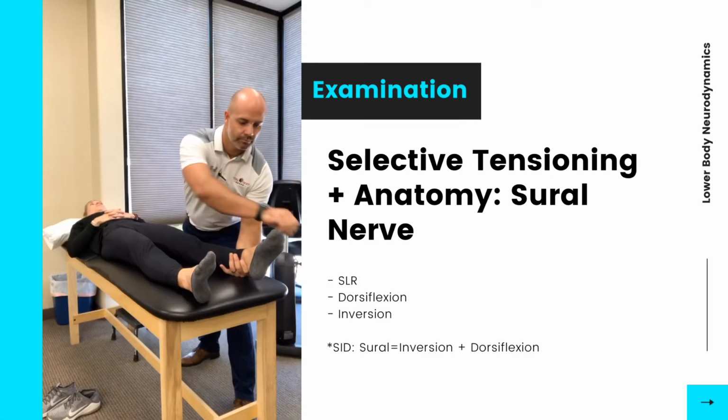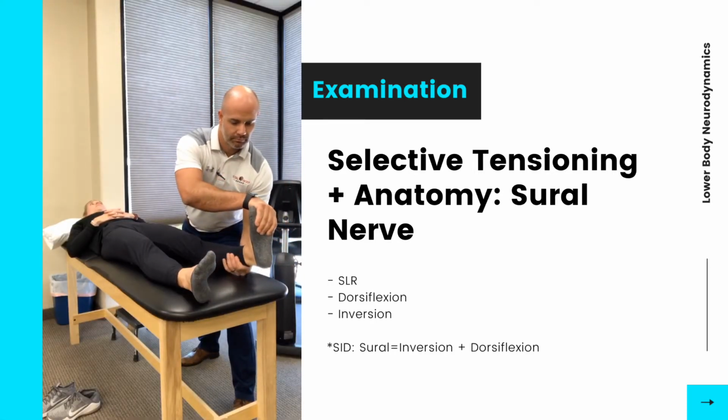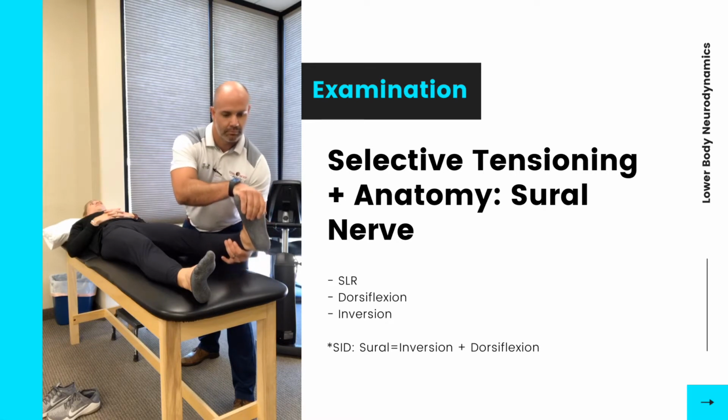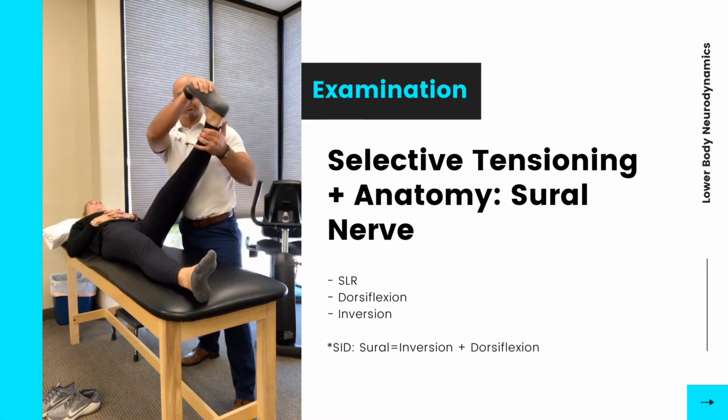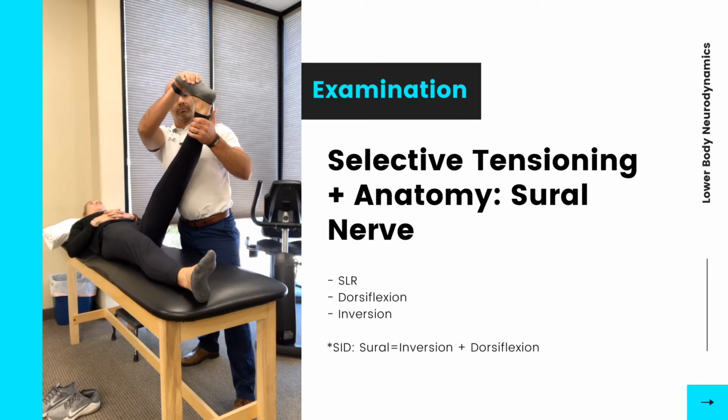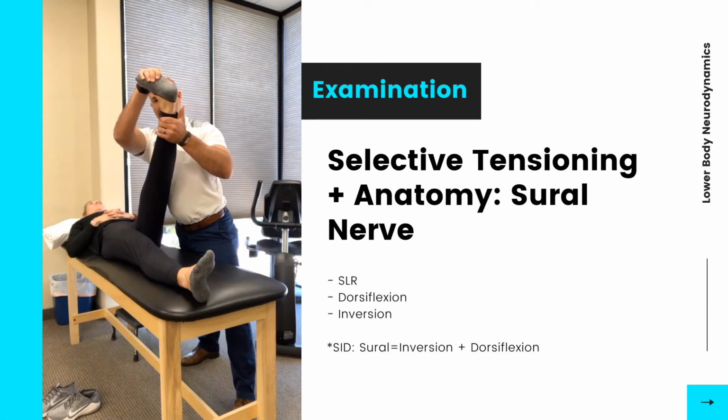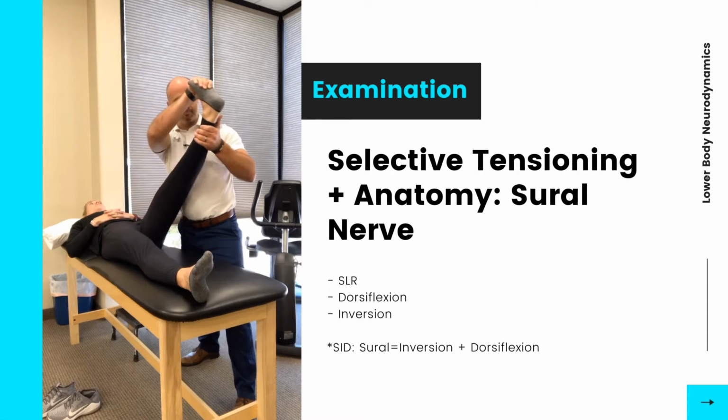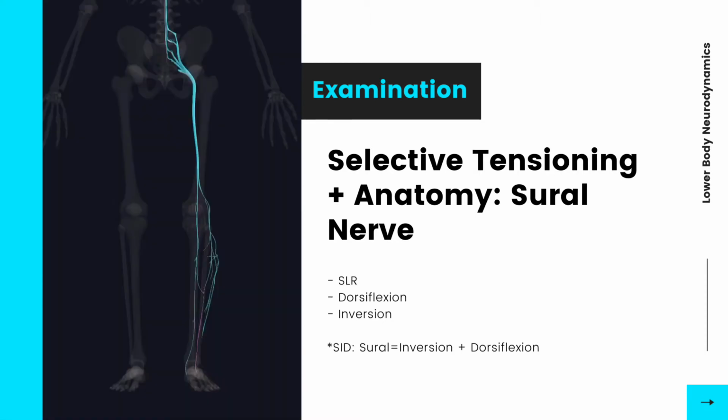All right, so for the sural nerve tension test, we need to put the foot into dorsiflexion and inversion, followed by a straight leg raise. We can add adduction or internal rotation to put more tension through the nerve. Again, this comes back to knowing the anatomy. If we understand where this nerve goes, we know how to tension it.